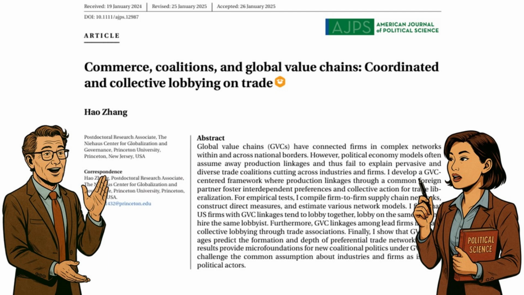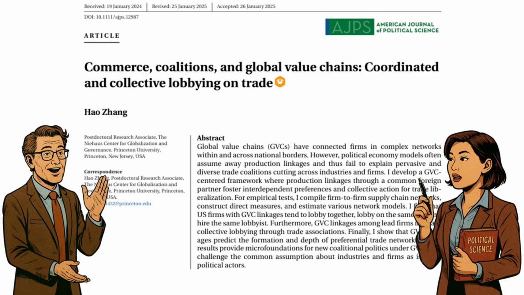The paper asks how global value chain linkages, meaning production connections between domestic firms through a shared foreign partner, shape political coalitions around trade policy. In simple terms, it's about whether these supply chain ties make firms more likely to work together in lobbying for trade liberalization. How does this fit into the existing literature on trade politics?